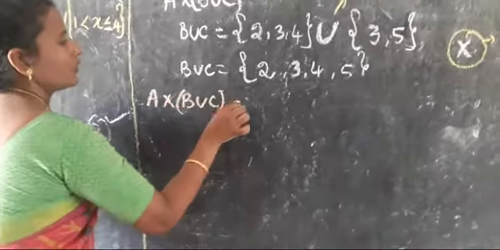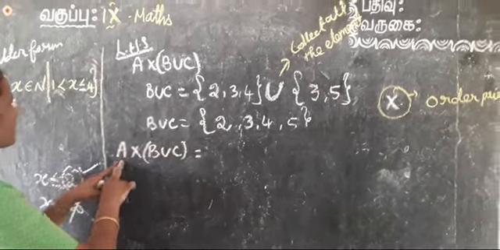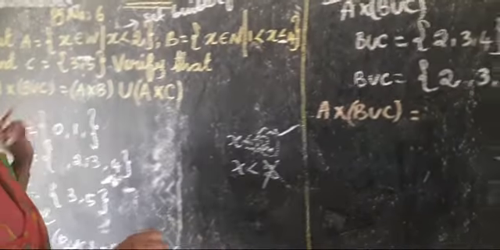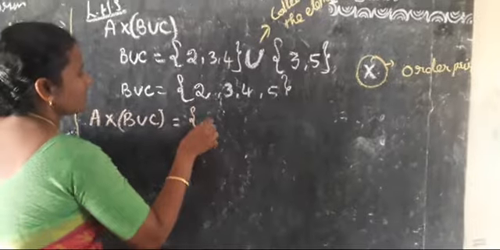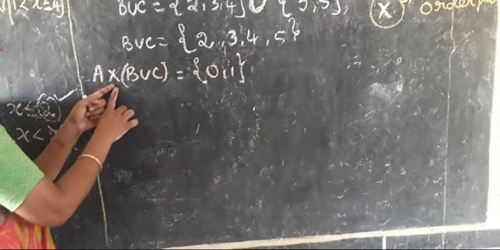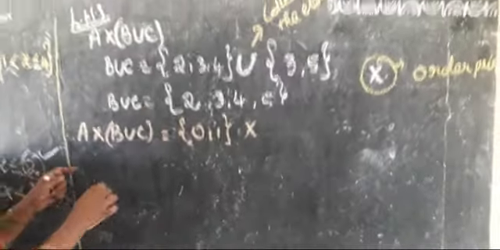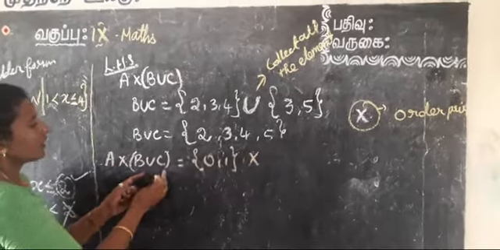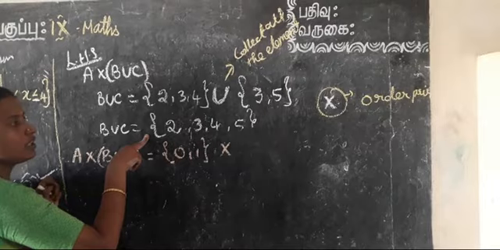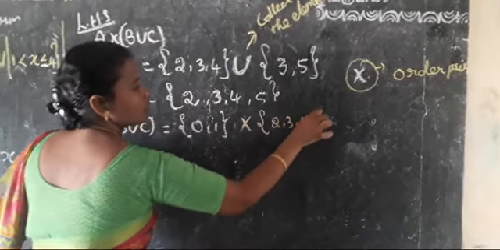Okay. So you write the elements. What is the A set of elements? We have to find 0, 1. So you have to write 0, 1 for the A set elements. And then what is the symbol here? Cross product. And then B union C. Have they given the elements of B union C? No. We had to find the B union C elements. What are the elements? 2, 3, 4, 5.